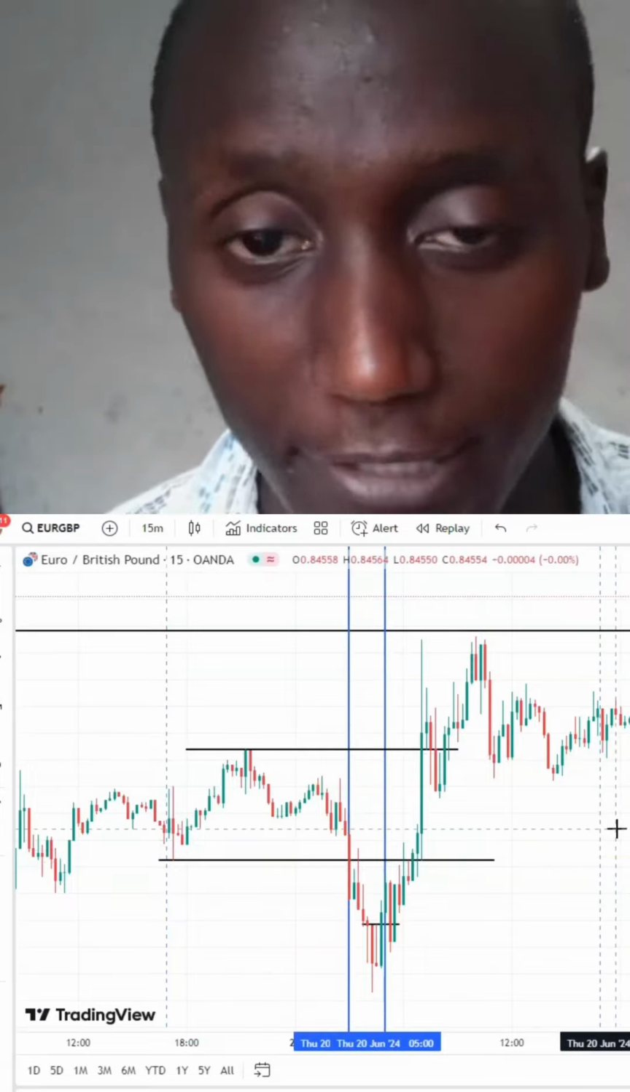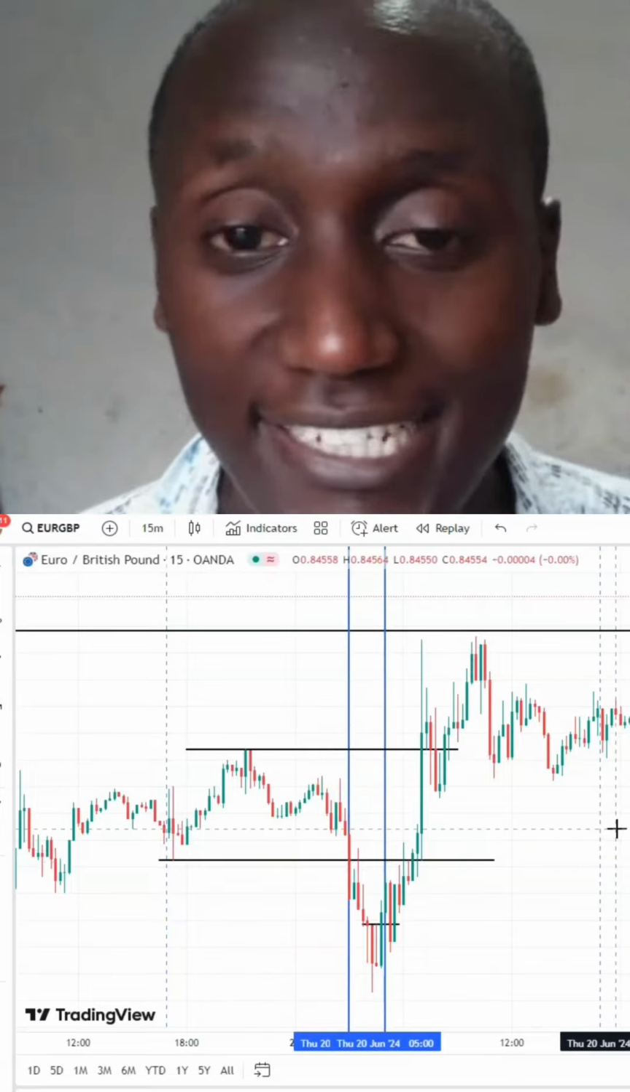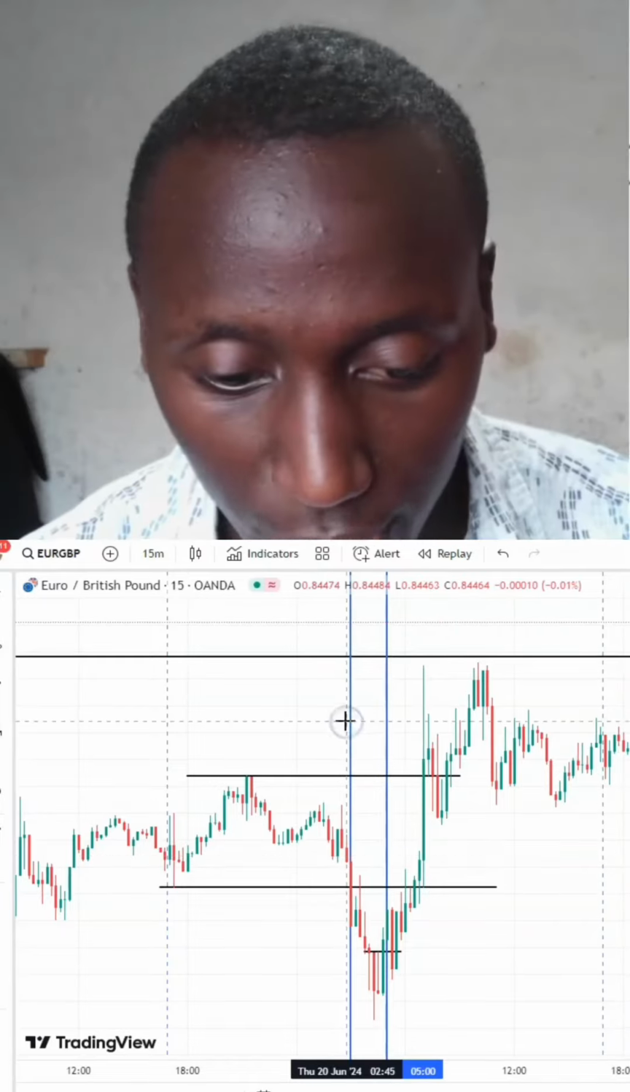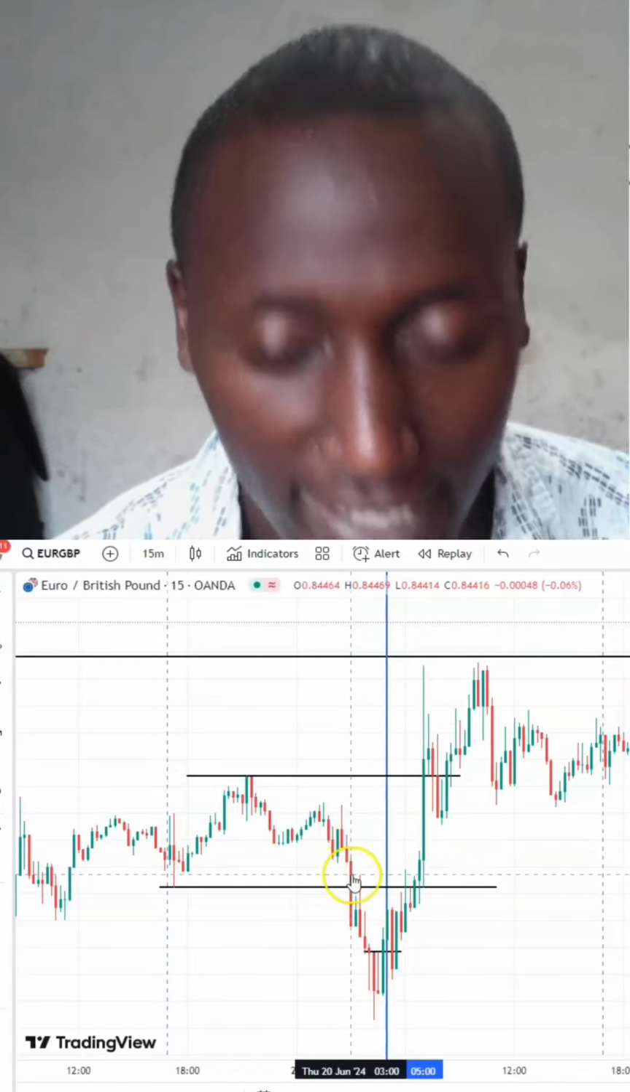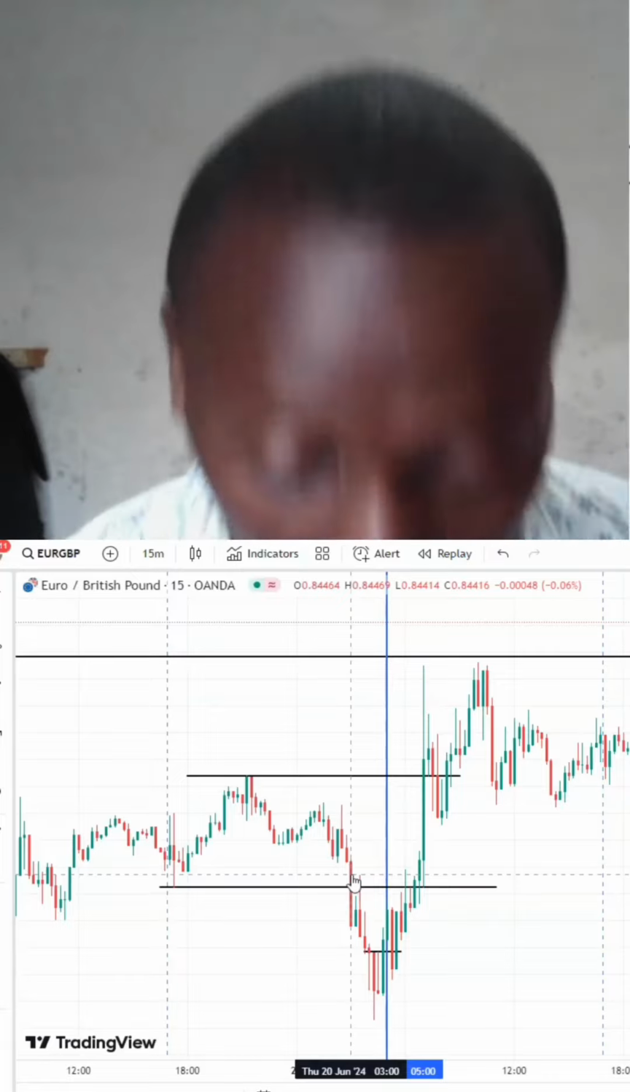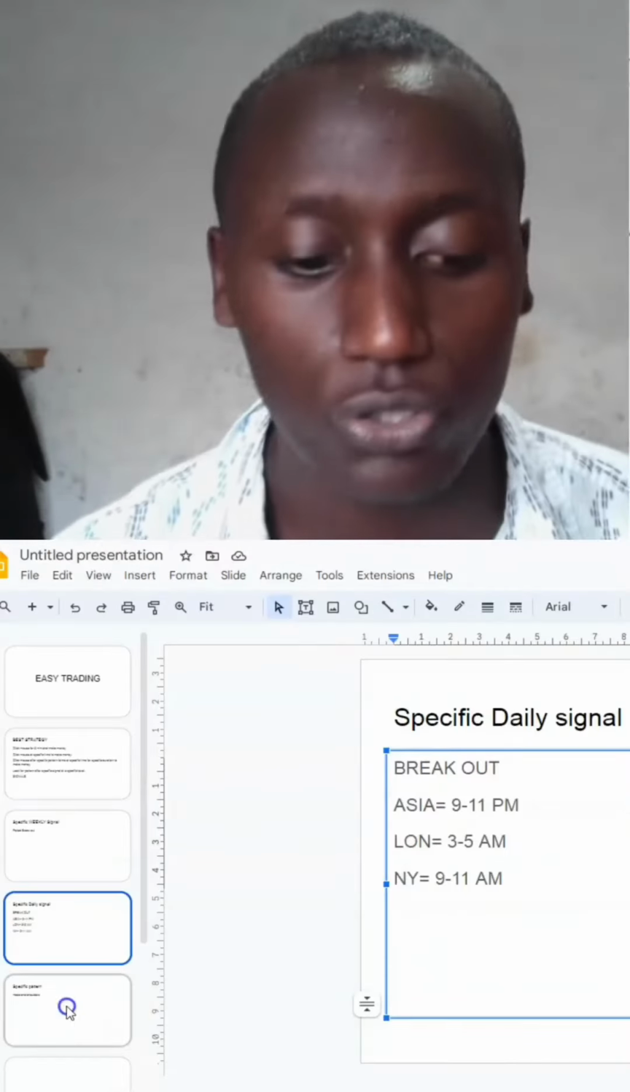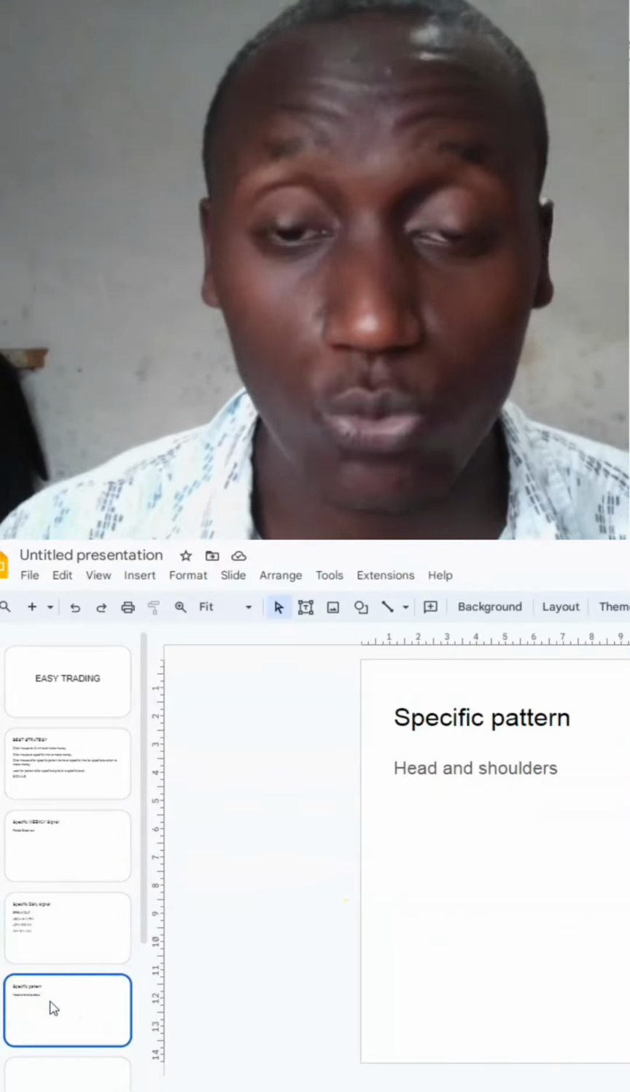And if we are buying, the signal that we want to see is a breakout of that low. And we can see that we have this breakout at exactly 3 to 3:15. Once we see the breakout, now we can move on to the specific pattern that we are looking for.